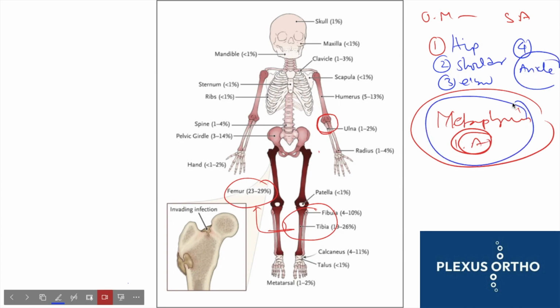So knee metaphyseal osteomyelitis should not get converted to septic arthritis via the contiguous fashion. That means it will not become septic arthritis. It is very unusual for it to become septic arthritis.